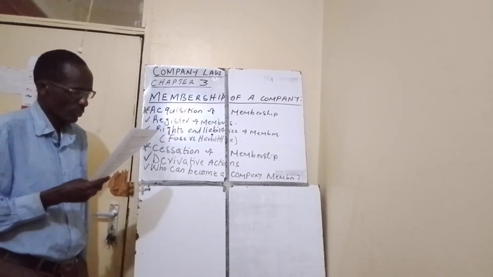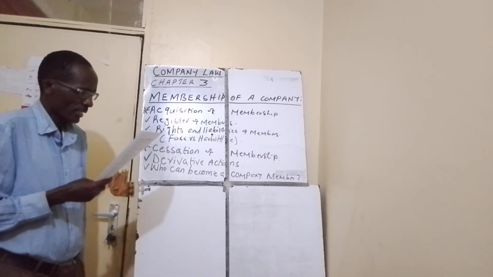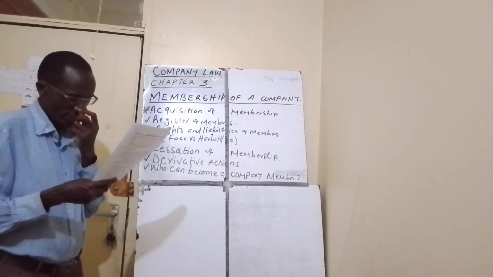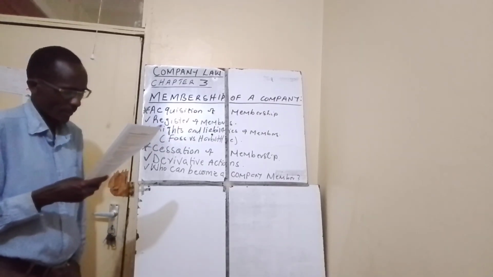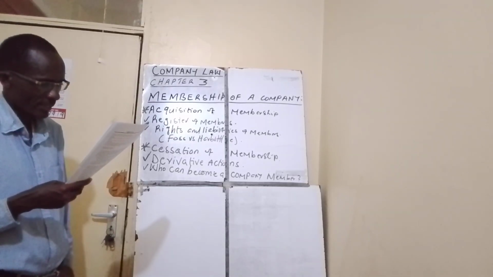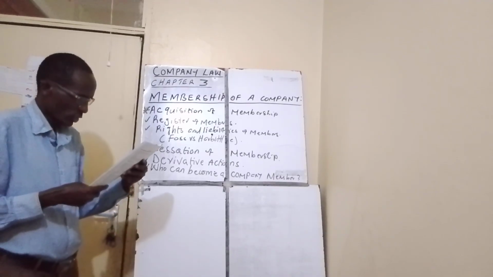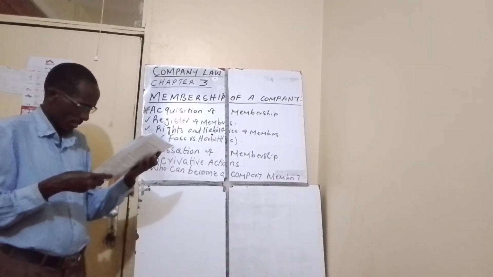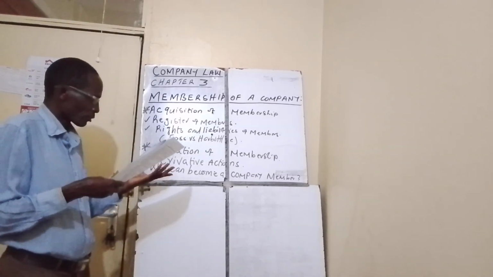These are artificial persons such as registered companies and statutory corporations. A registered company may become a member of another if authorized by its memorandum. A statutory corporation can become a member of a company if authorized by the statute creating it, with a written consent of the treasury. So those are the persons who can become members of a company.